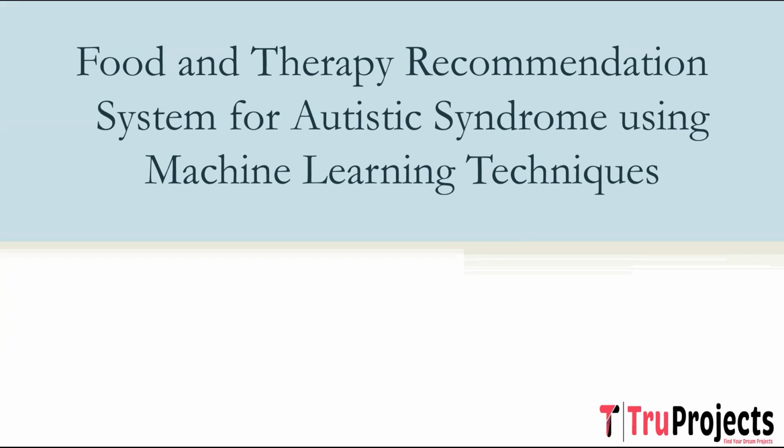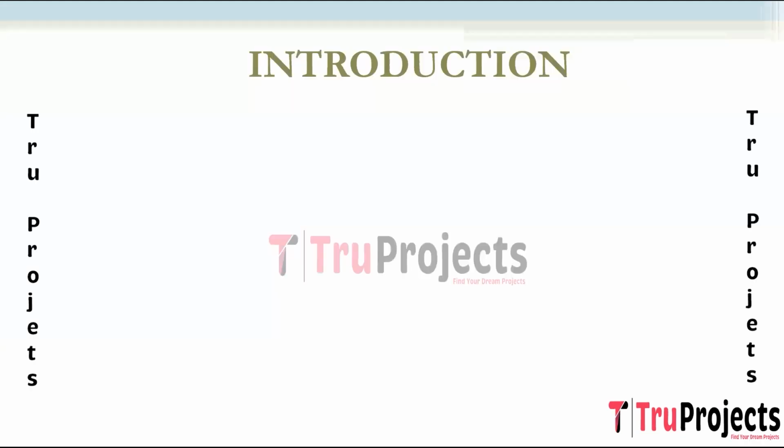In this video, we are going to explain about the project, which is Food and Therapy Recommendation System for Autistic Syndrome using machine learning techniques. So first, we will discuss what is the project about.